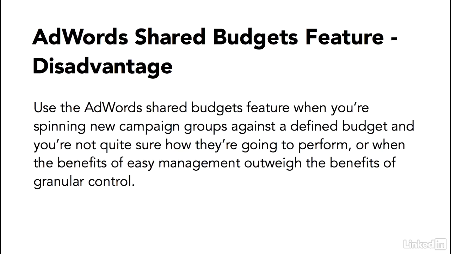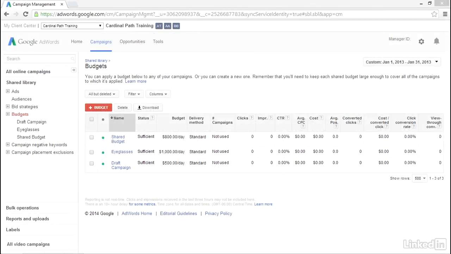A good best practice is to use this feature when you're either spinning up new campaign groups against defined budgets and you're not quite sure how they're going to perform yet, or when the benefits of easy management outweigh the benefits of granular control. Let's take an example.